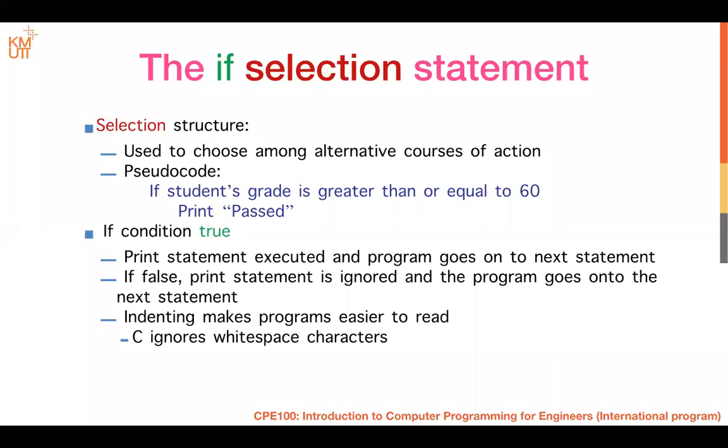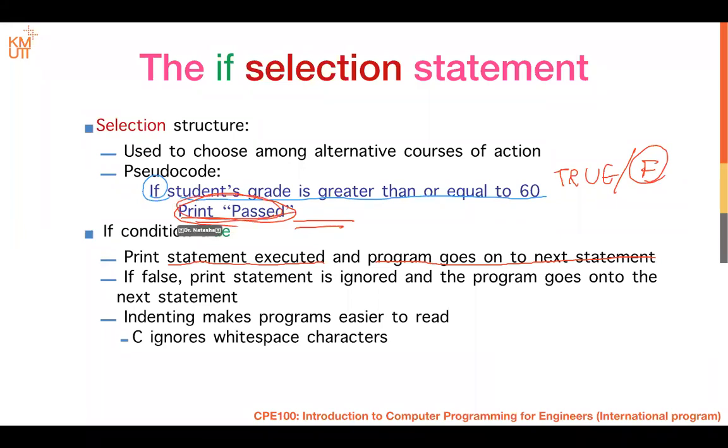What does this mean? If this statement is true, print passed is executed, and the program will go to the next statement. Next statement means the statement right after this. But if false, this print passed will not be executed. It will go to the next statement immediately.